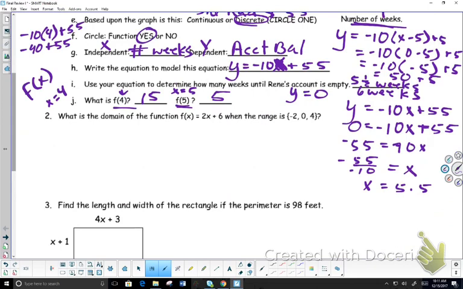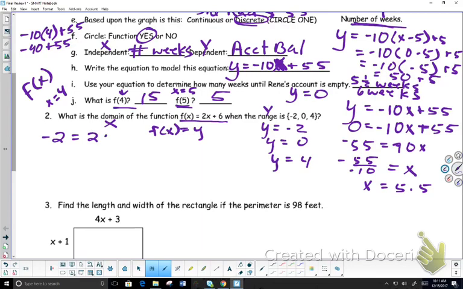What is the domain of this function? These are great places to write notes. Domain is x when the range is y. In other words, they told you y equals negative 2, y equals 0, and y equals 4. So all we have to do is plug that in. And remember, f of x is the exact same thing as y. So if I plug it in, I get negative 2 equals 2x plus 6. Subtract 6 from both sides. Divide by 2, and I get negative 4 as one of my answers.